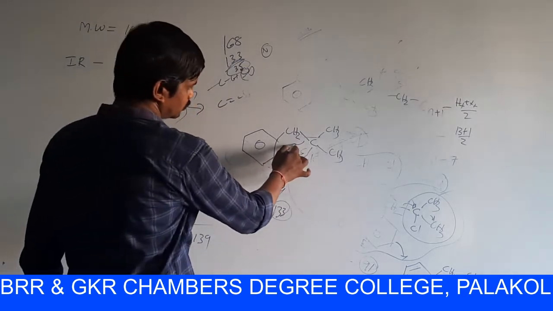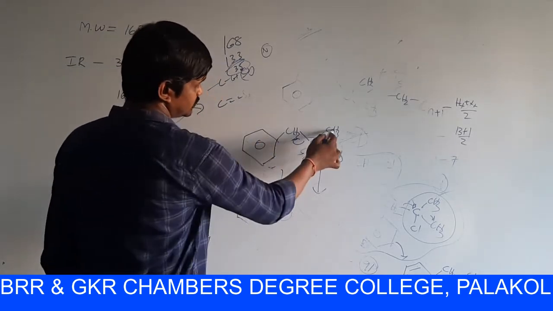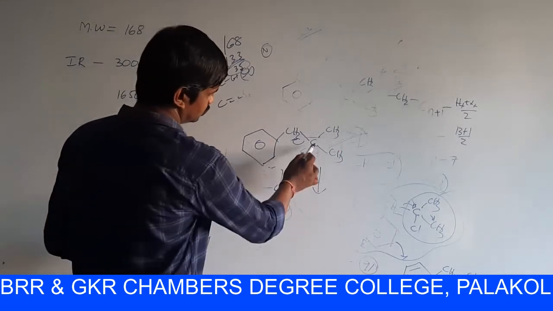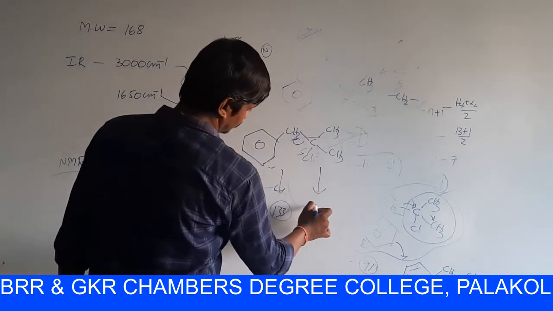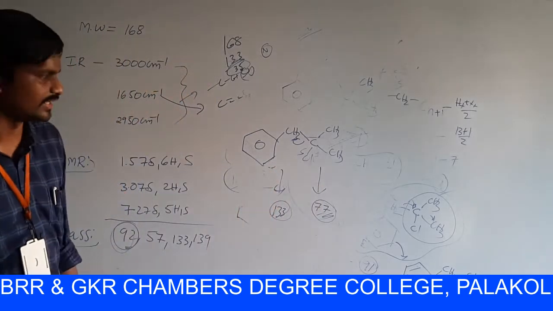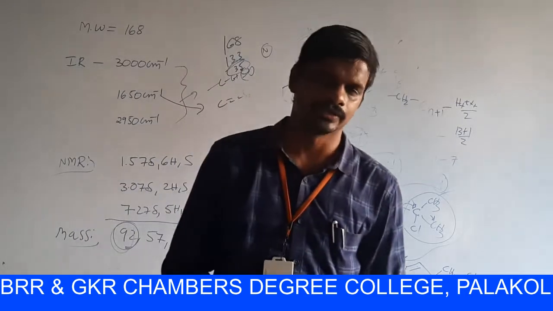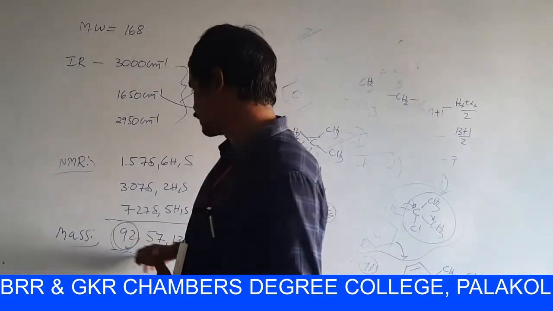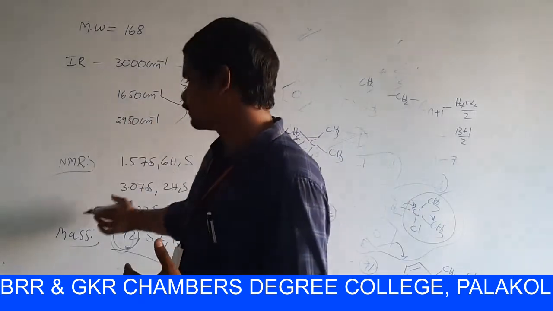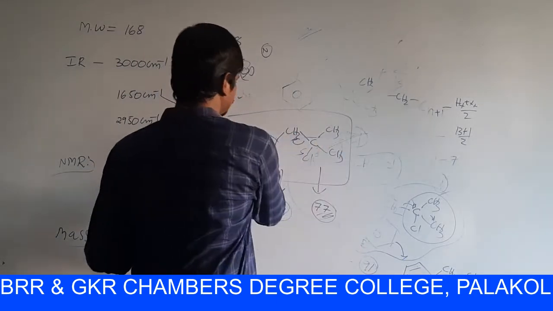If the molecule loses benzyl radical, then it produces CH3, CH3, Cl, 30 plus 35, 65, and 12. 65 plus 12 is 77. So we get m/z equal to 77. By using other fragmentation modes, we can get the other fragment ions or other m/z values. So based on the IR, NMR, and mass spectral data, the final structure of the organic compound is this. Thank you.